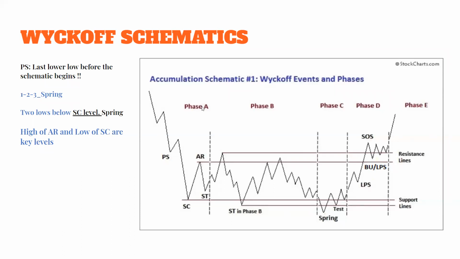So starting from here, phase A, we have the market selling down. Looks like an Elliott wave, 1, 2, 3, 4, 5. But I took note of this level here, PS, which I believe is the preliminary support. I can't remember all the terms correctly, so bear with me. So the PS, this is the level you want to take note of. I identify this as the last lower low before the schematic begins. So PS starts here. This is where I start my Wyckoff.